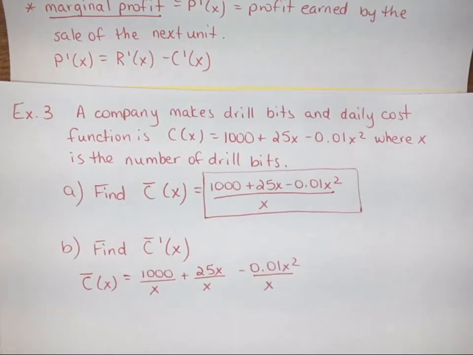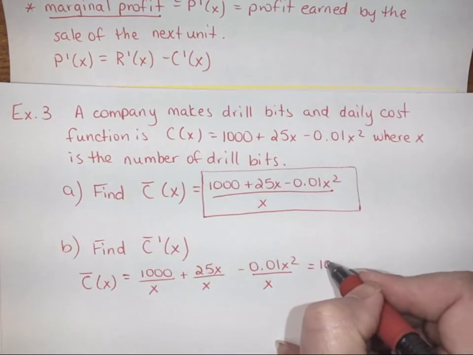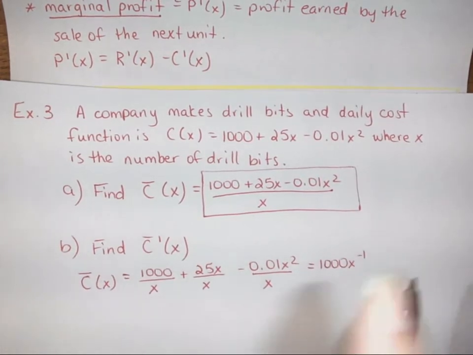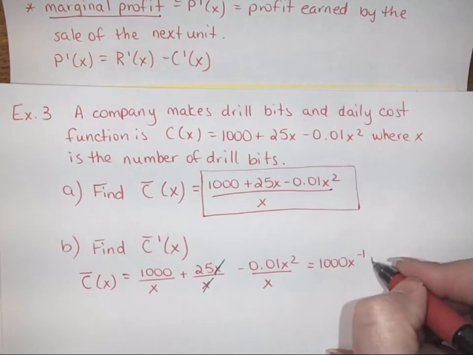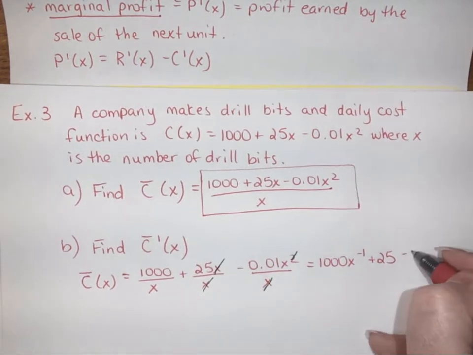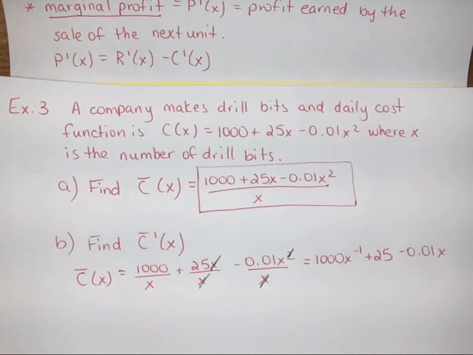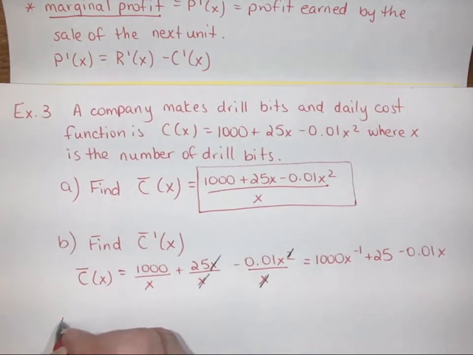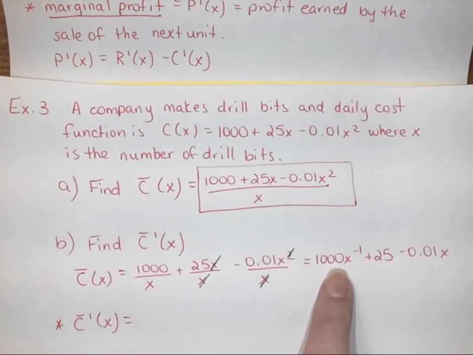And notice the reason I might want to do that is because I'm going to be able to rewrite these. Like this would be 1,000 x to the negative 1 power. Notice here the x's would go away, and so I would just have 25. Here one of the x's would go away, and I would have minus 0.01x. Okay, so now that it looks like that, now I'm ready to find what I was supposed to find in part B, which was the derivative of this.